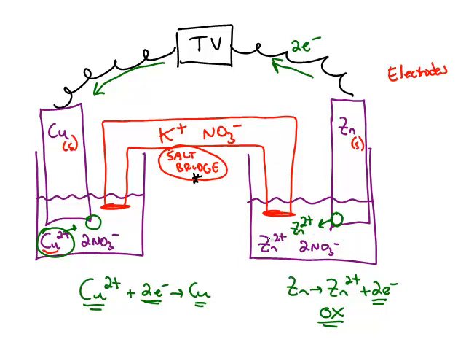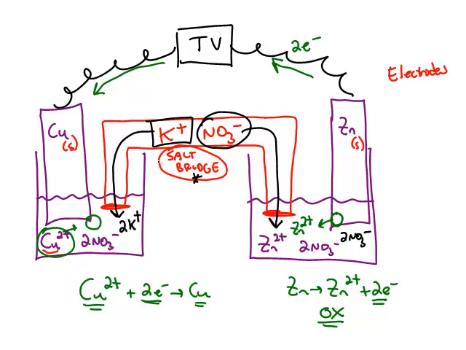When the beaker on the right has an excess positive charge, the anions in the salt bridge, in this case nitrate, are attracted to that positive charge, and so 2 nitrates will leave the salt bridge and go into the beaker on the right. At the same time, the potassium cation is attracted to the net negative charge in the beaker on the left, and 2 potassiums will leave the salt bridge and make the beaker on the left stay neutral. As long as the 2 beakers are neutral, this process can repeat itself and we get a constant flow of electrons from one terminal to the other terminal.